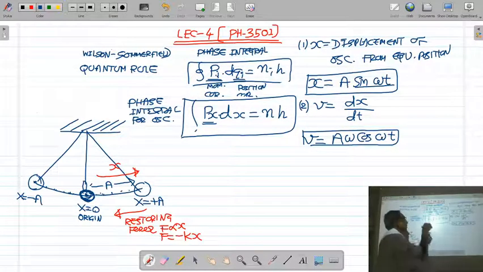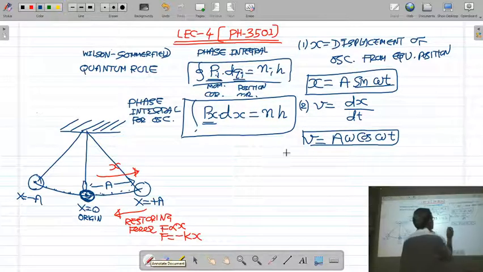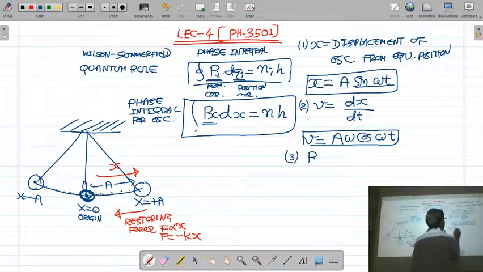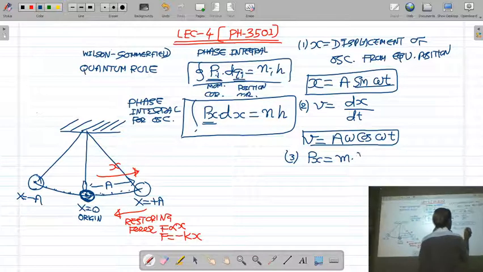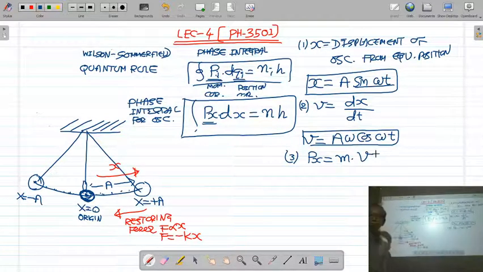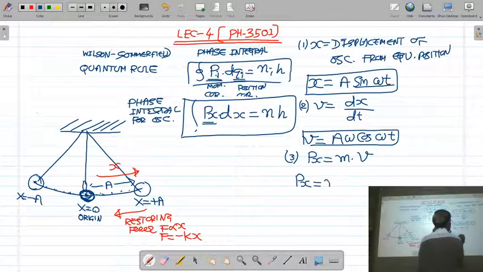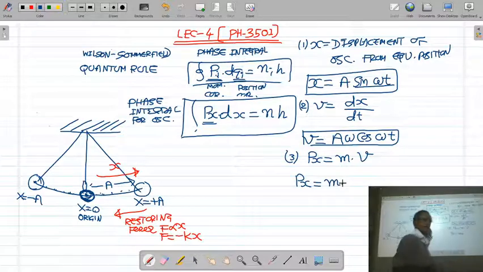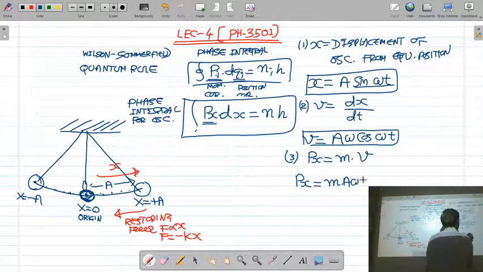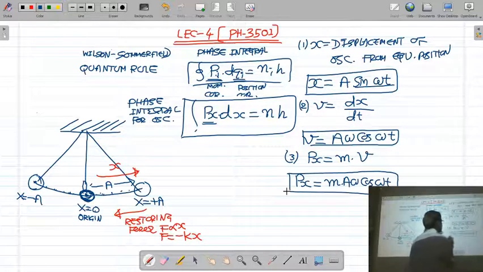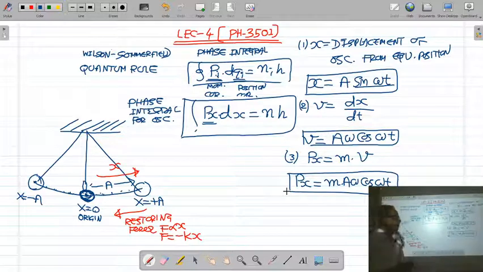From the velocity of the oscillator, you can calculate the momentum of the oscillator. So what is the momentum of the oscillator? Mass into velocity, where m is the mass of the oscillator and v is the velocity of the oscillator. So the momentum of the oscillator is m into the velocity, that is dx by dt, that is A omega cos omega t. So you can put the value of this momentum Px into the phase integral.